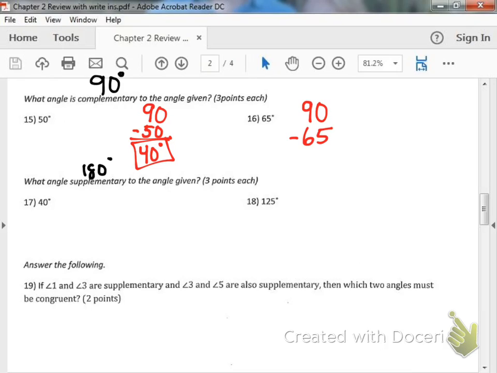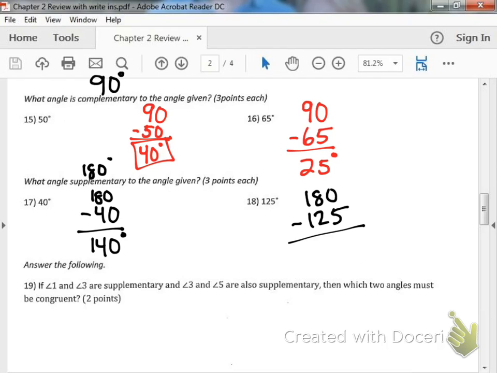And 16 is 25 degrees. Any questions on those two? All right, same thing on the next one, except now we're trying to get to 180. So I'm going to start with 180, take away 40, that's 140. Number 18, I'm going to start with 180, I'm going to take away 125. I think it's 55, right?